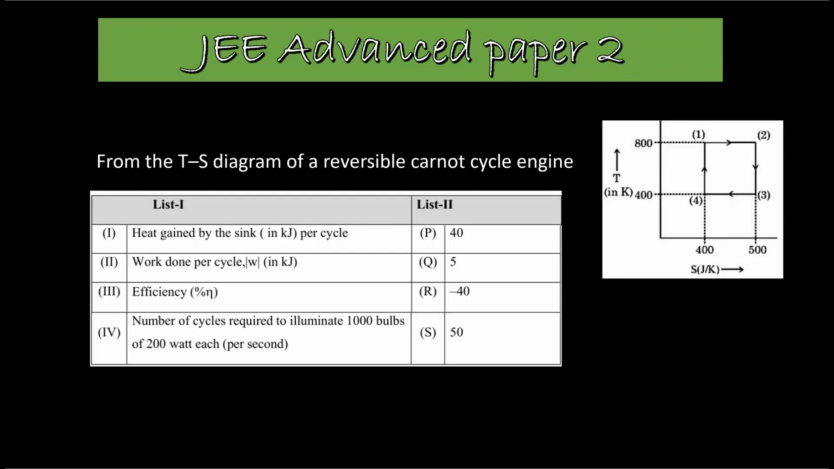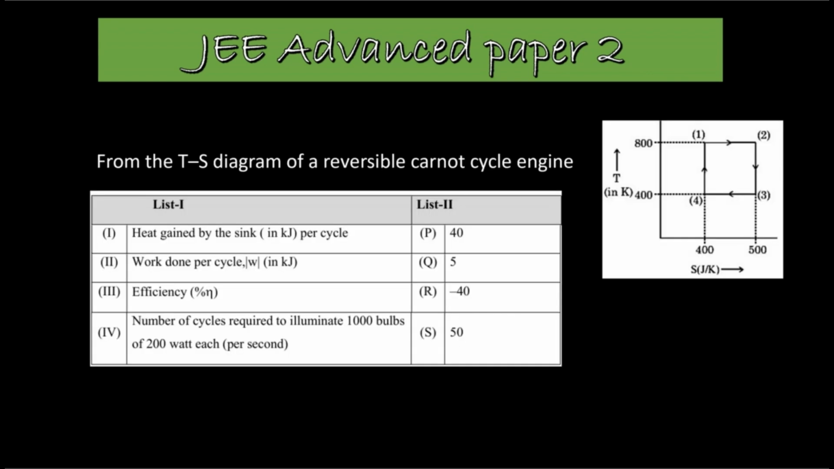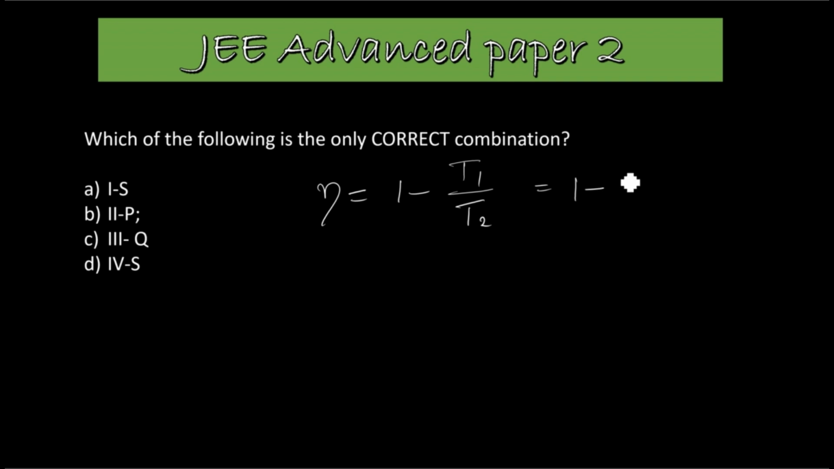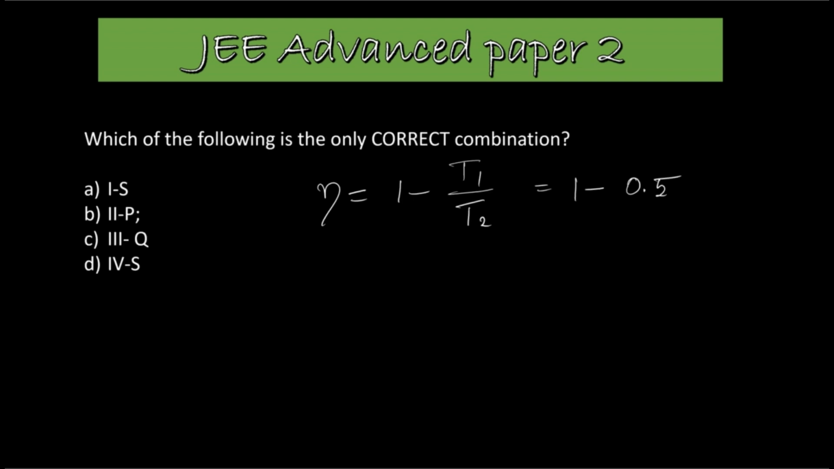They are asking for the Carnot cycle efficiency, right? So eta, which is 1 minus T1 by T2. I'm going to substitute the values. 1 minus 0.5, because temperature got decreased from 800 to 400. So 0.5, which is equal to 0.5. Efficiency is 50%.